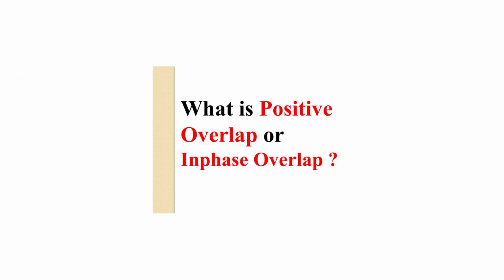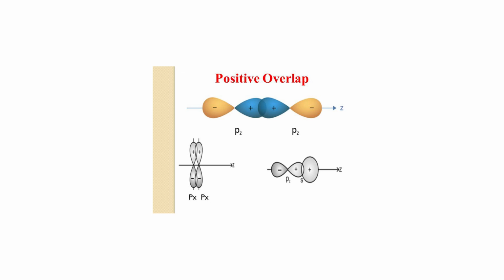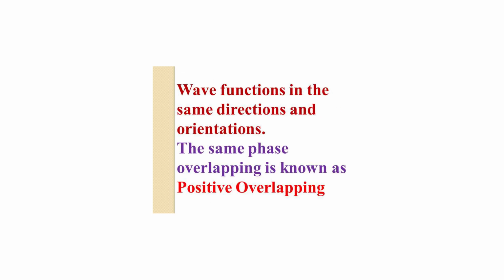What is positive overlap or in-phase overlap? See the picture. pz orbital overlap, that is 2pz orbital overlap. That is the wave function in the same direction and same orientation. The same phase overlapping is called positive overlapping.